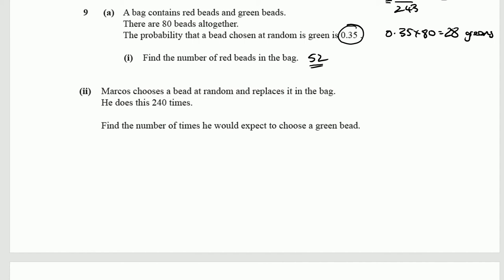Marcos chooses a bead at random and replaces it in the bag. He does this 240 times. We want to find the number of times he'd expect to choose a green bead. Well, he chooses a green bead 35% of the time. 35% of those 240 times, he'll get a green bead. So 0.35 times 240 gives me 84. That's how many times he'd expect to see a green bead.